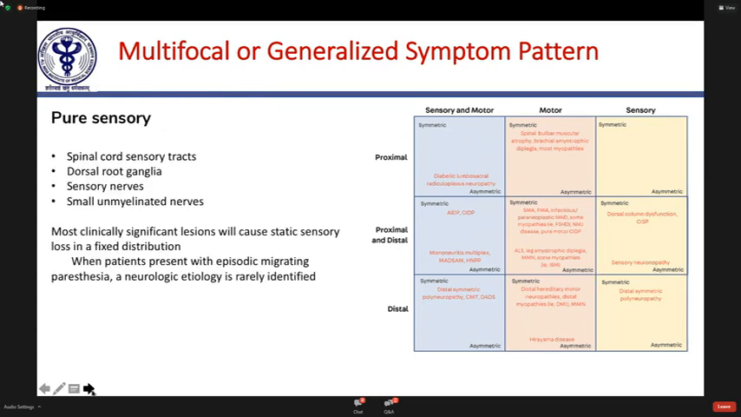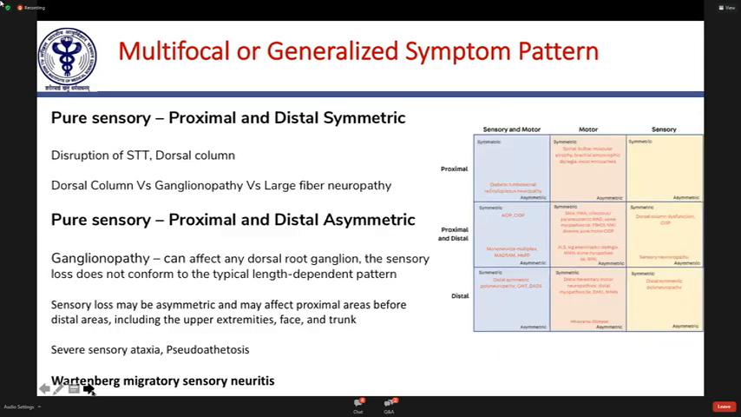Regarding pure sensory involvement, always look at all the localizations for pure sensory, from the spinal cord sensory tracts to dorsal root ganglia to sensory nerve to small unmyelinated fibers. Most clinically significant lesions will cause a static sensory loss when you have a bias. When you have sensory symptoms radiating from multiple places, it's less likely to be a neurologic entity, but always keep your differentials open. Pure sensory, both proximal and distal symmetric, which we discussed, most of the causes localize to the dorsal column, ganglionopathy and large fiber neuropathy.